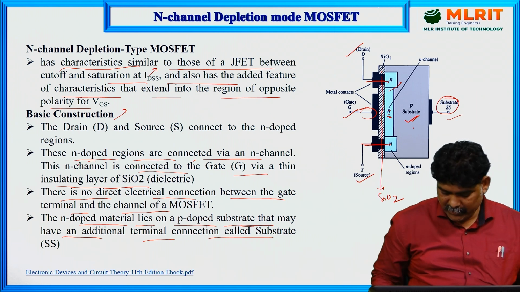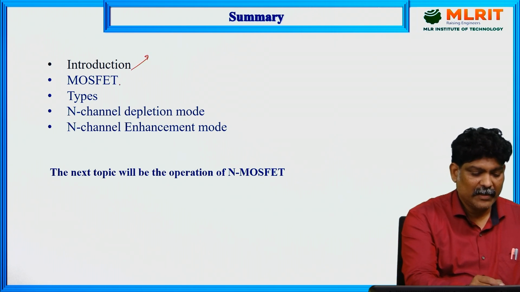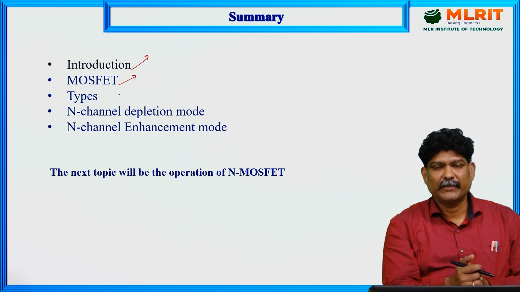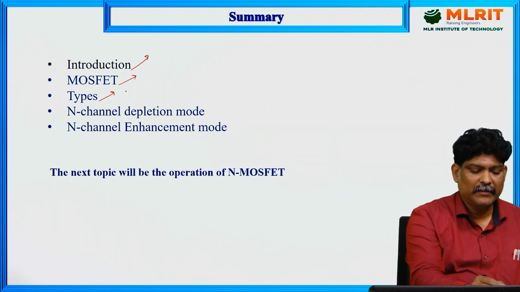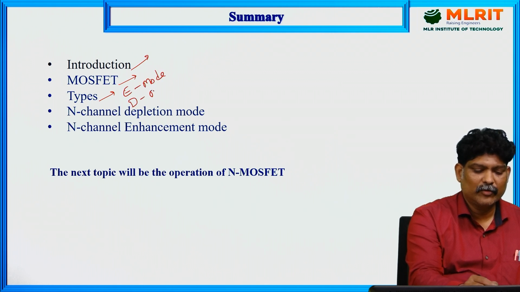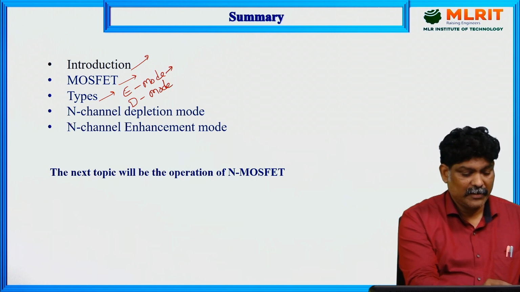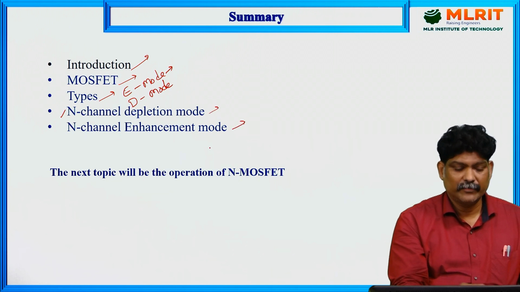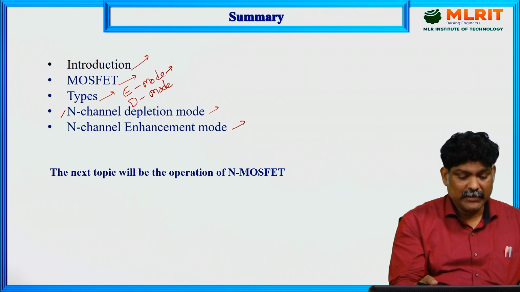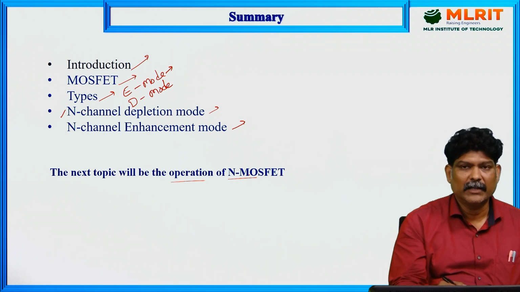Let us see what we have discussed today. We started with the introduction and discussed what a MOSFET is, the basics of MOSFET and its types. The types are the enhancement mode MOSFET and the depletion mode MOSFET, and we discussed what enhancement and depletion mode MOSFETs are. We discussed the N-channel depletion mode, and we will discuss the N-channel enhancement mode in the next session, and more about the operation of the N-channel device.